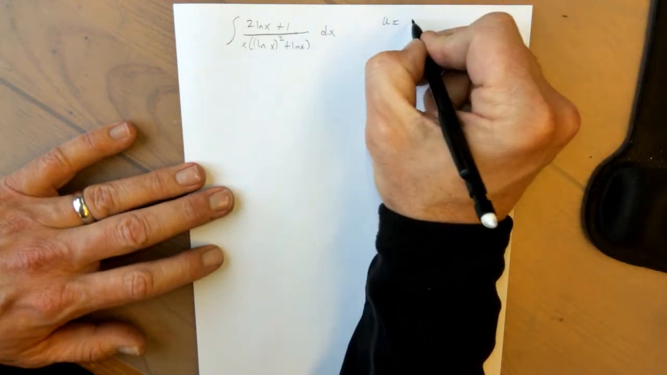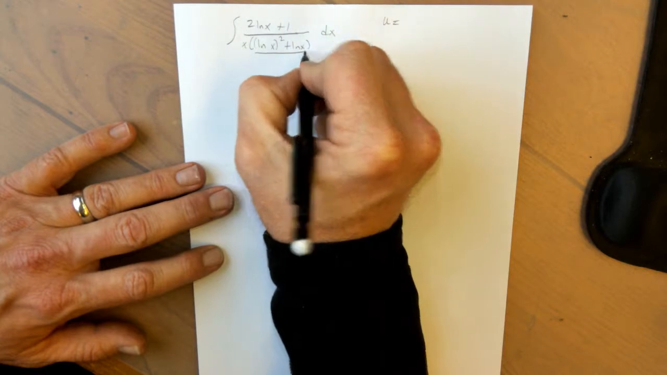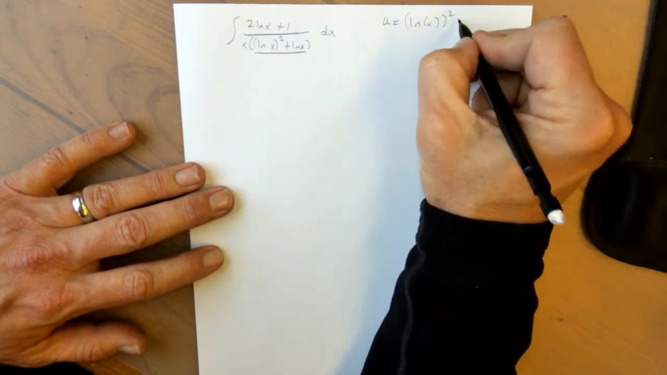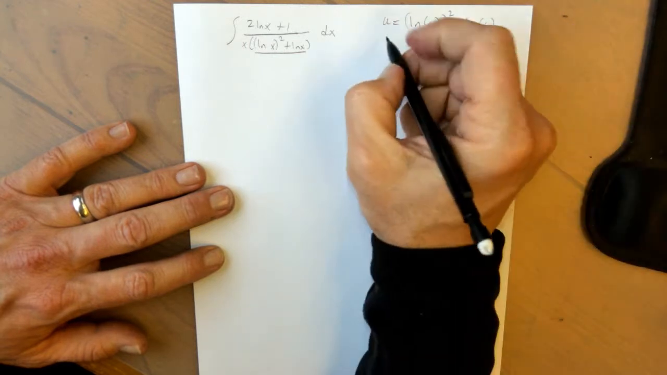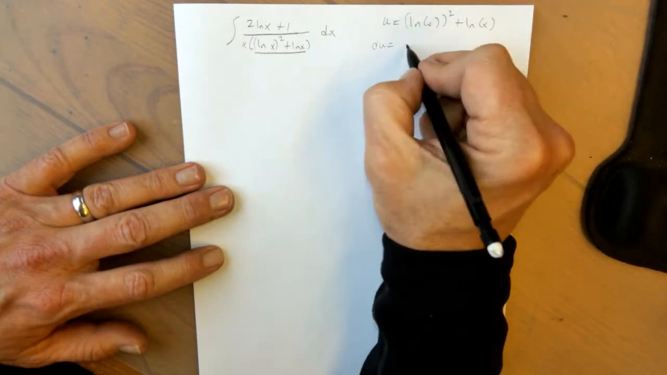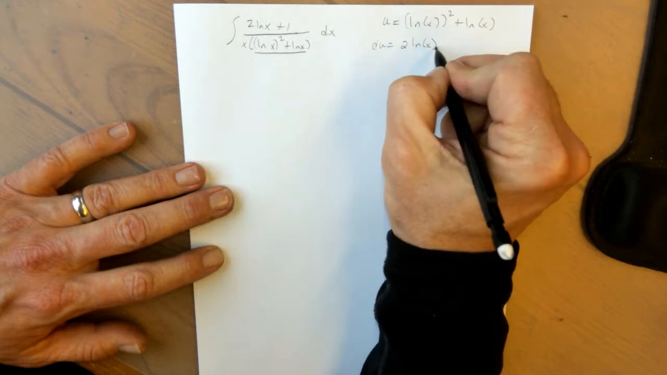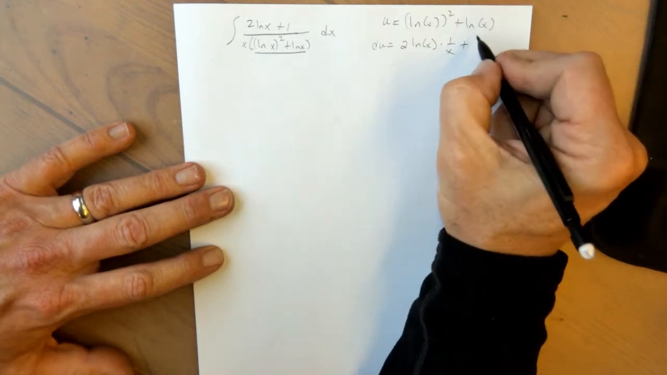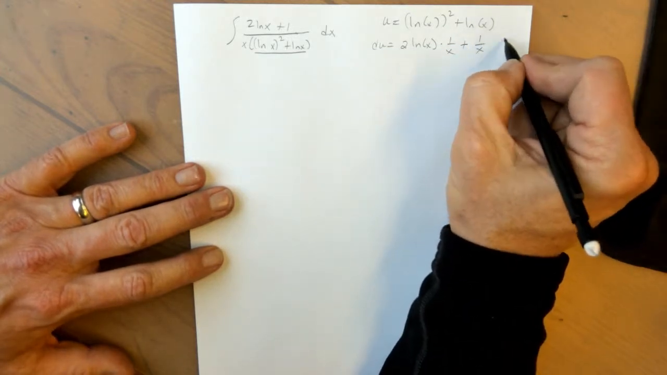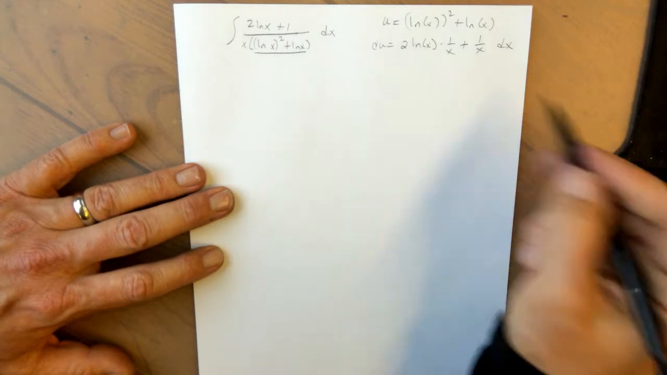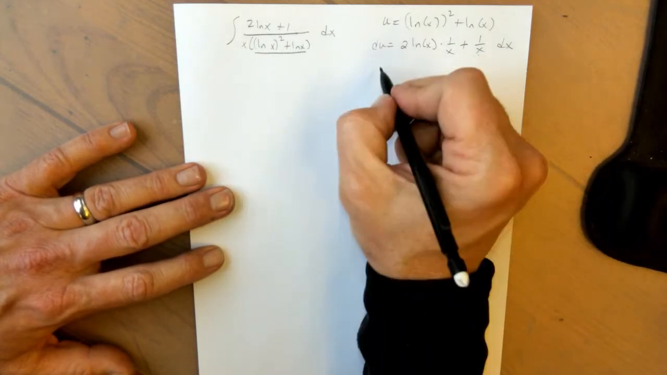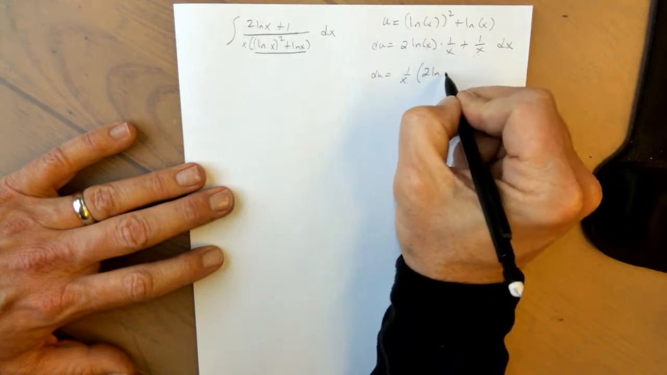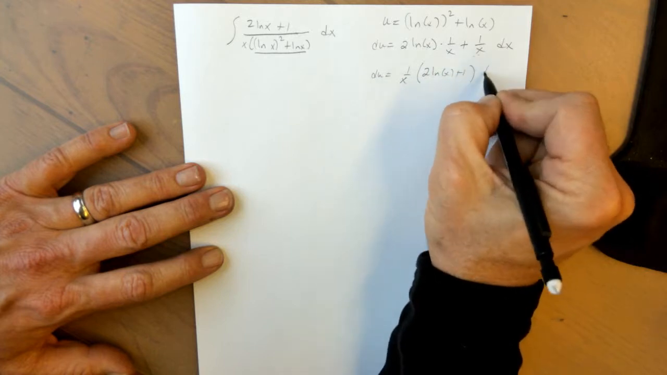So if I let u be the denominator, at least this portion, the natural log of x, that whole quantity squared, plus the natural log of x, notice du would be 2 times the natural log of x times, using our chain rule, 1 over x, plus the derivative of the natural log of x, 1 over x, and then dx. Again, notice we have a 1 over x in both terms, so I'm going to factor that out, and we have 2 times the natural log of x plus 1.